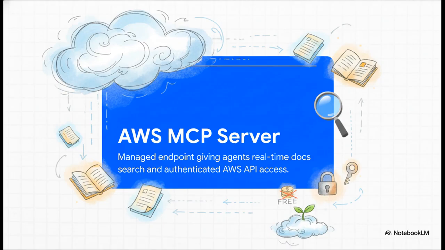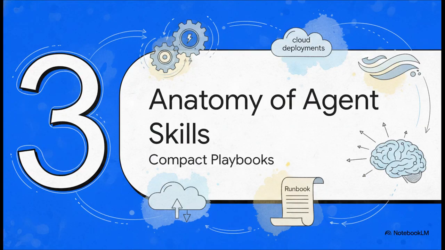Oh, and a really important side note here. The toolkit itself, completely free. You literally only pay for the actual AWS resources your agent ends up creating. Which brings us to Section 3, the anatomy of agent skills, how we replace massive docs with compact playbooks.